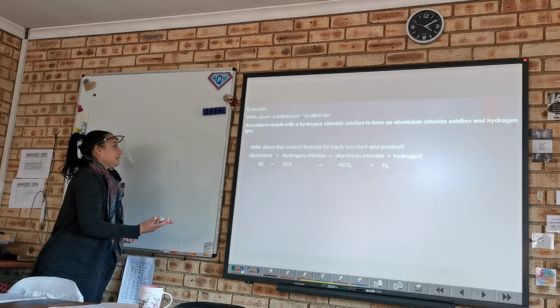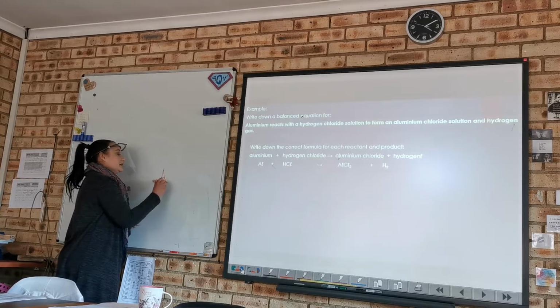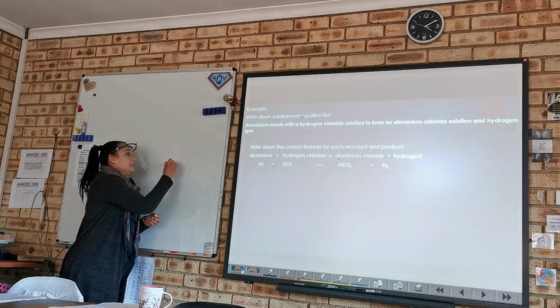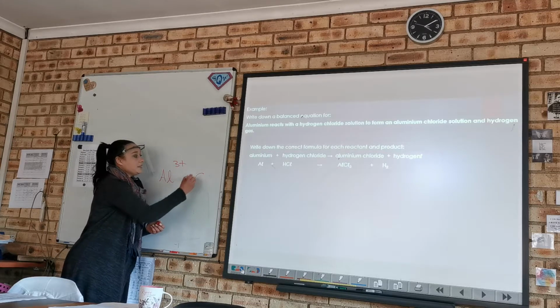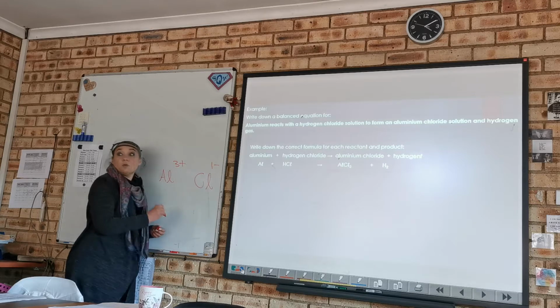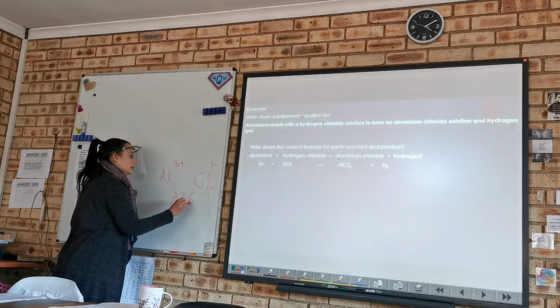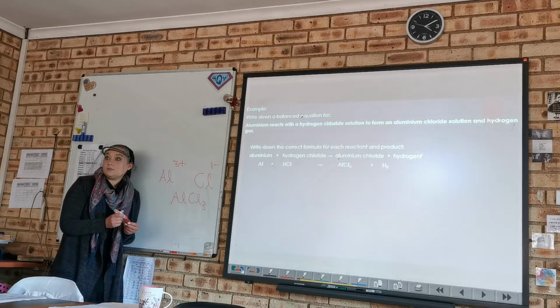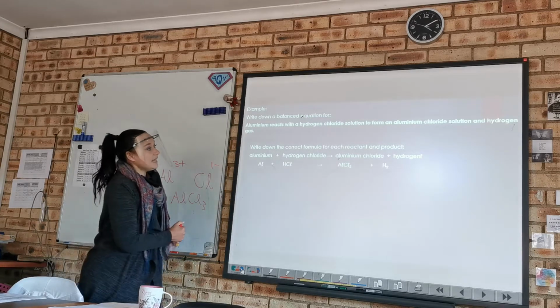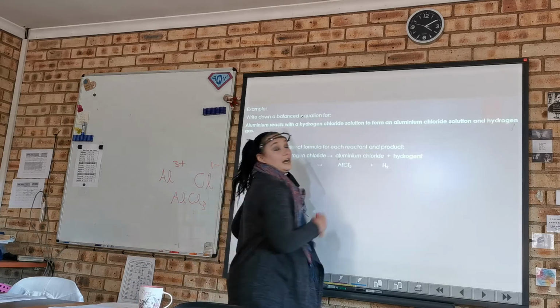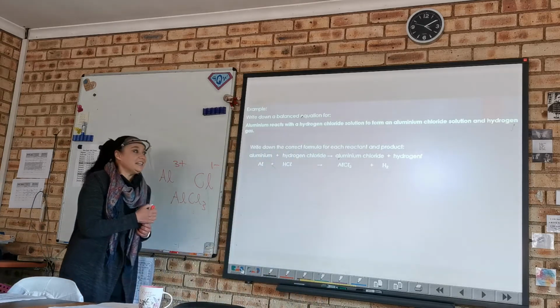How do we get to AlCl3? Aluminium is in group 3, which means it has a valency of 3 plus. The chlorine is in group 7, which means it has a valency of 1 minus. Yes? And so now I have AlCl3. Okay. I have that, and of course my hydrogen gas is H2.